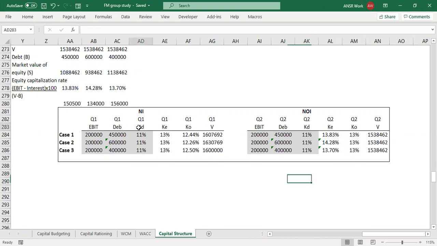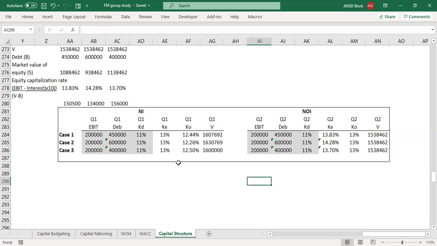So KD stands for cost of debt, KE stands for cost of equity, KO stands for overall cost of capital, V stands for value of company. Yeah, Dheeraj, it's the same. Yes, it's exactly the same.